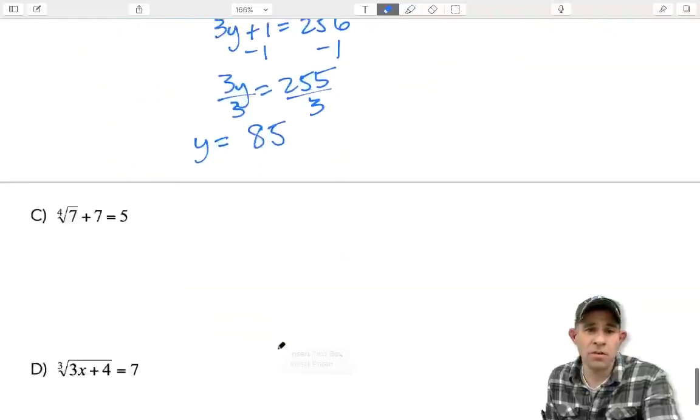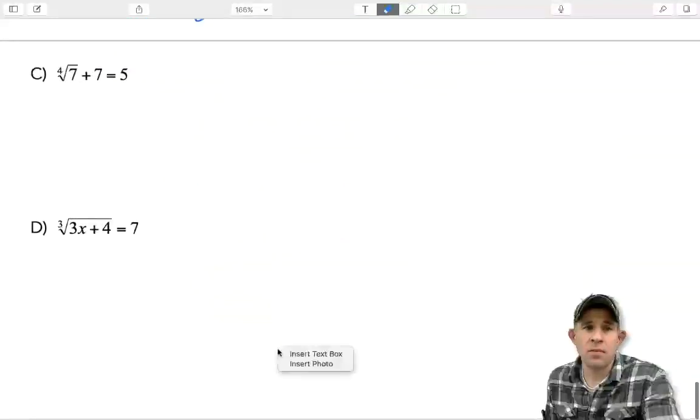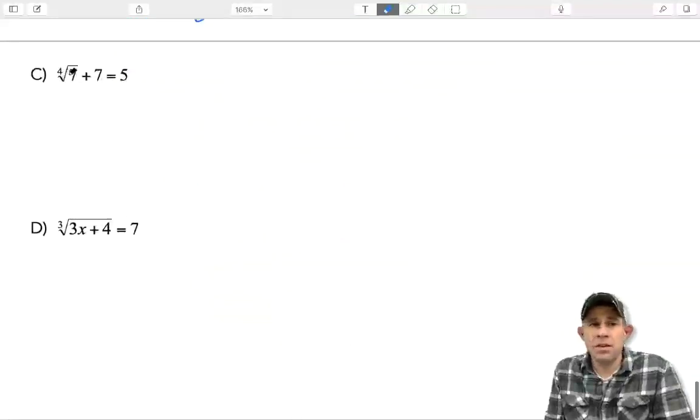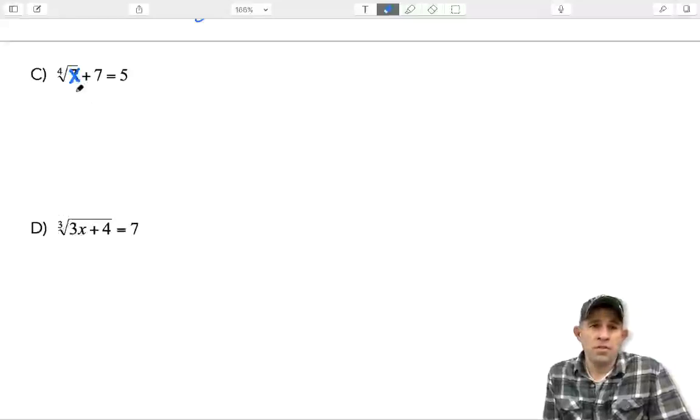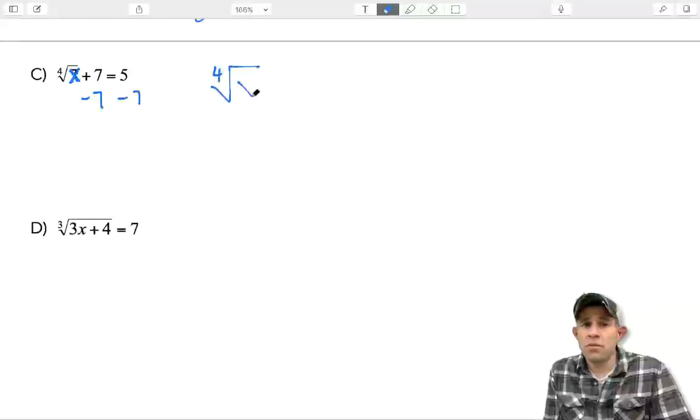All right, just a few more examples. Example C is actually a typo. That should be the 4th root of x. So go ahead and change that on your notes. We'll make our variable be under that 4th root. All right, so let's start by subtracting 7 from both sides. We have the 4th root of x is equal to -2.